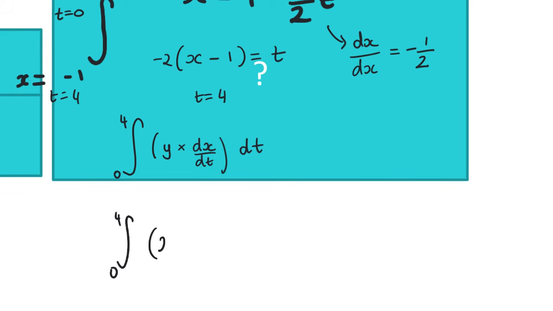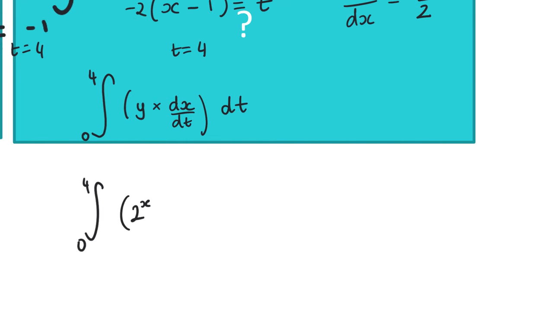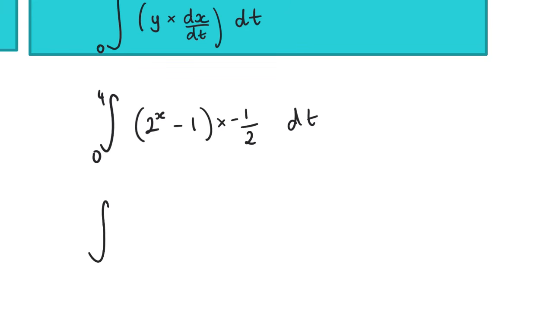My y is 2 to the power of t minus 1 times negative a half with respect to t. Okay, so I'm just going to simplify this before we start integrating. So, sorry. It does matter, 2 to the power of t. Okay, so this then is going to become negative 2 to the t over 2 plus a half.